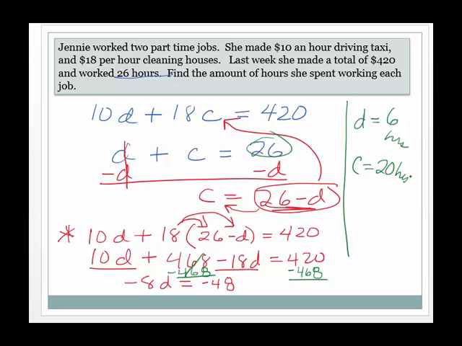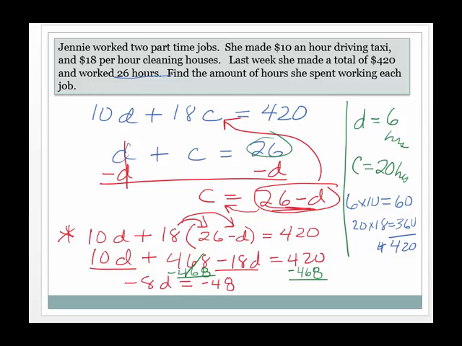And then, I don't know if you remember George Polya's 4-step is to see if that is correct. Well, let's find out if that's correct. $10 an hour driving taxi. So if we did $10 an hour driving taxi, 6 times 10 is 60. And then $18 an hour cleaning. So let's take our 20 hours times $18 an hour. That's $360. And look, 360 plus 60 is $420. So it all checks out.